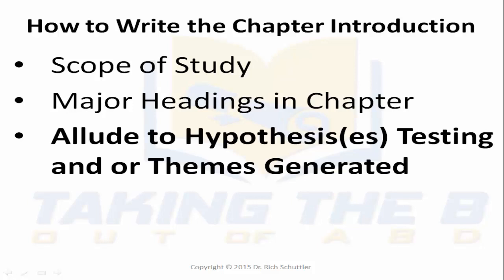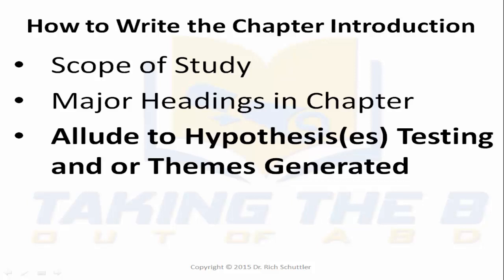Allude to the hypotheses testing or the themes generated. What you want to provide in the Chapter 4 introduction is perhaps to say that there were 3 null hypotheses, 2 were rejected, 1 failed to be rejected. That's all you have to give there. Or you can just indicate that null hypothesis testing was done, and then you explain it later in the chapter.